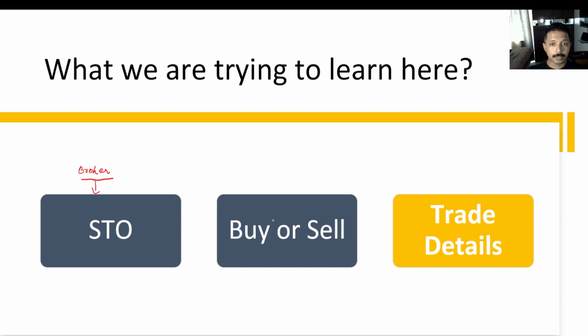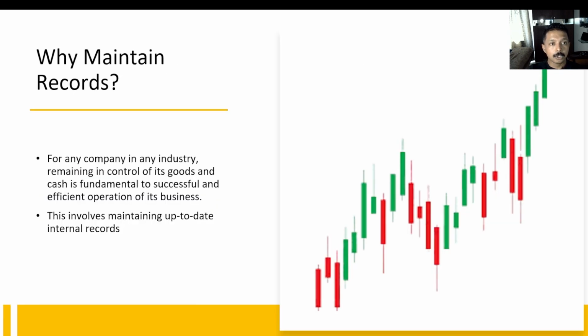We are trying to learn the various positions of buy or sell, because this is very important, and we also are trying to understand what are the trade details that are captured in the process of institutional banking operations. We're not talking about retail banking. Retail operations are very simple, it's not that difficult to understand. So the idea is, why is this banking operations field there? The reason is that we have to maintain a lot of data.